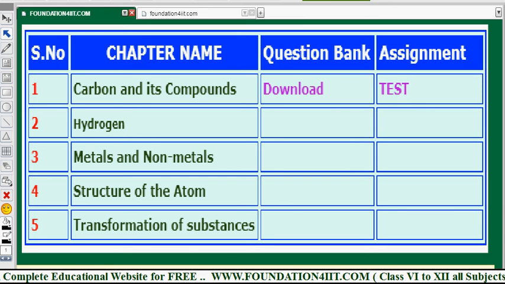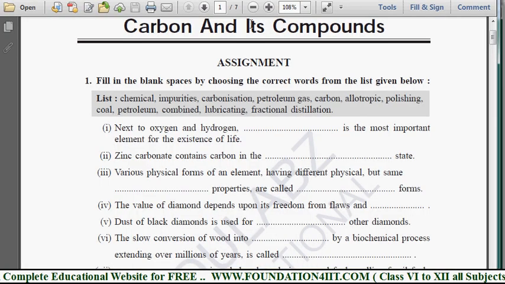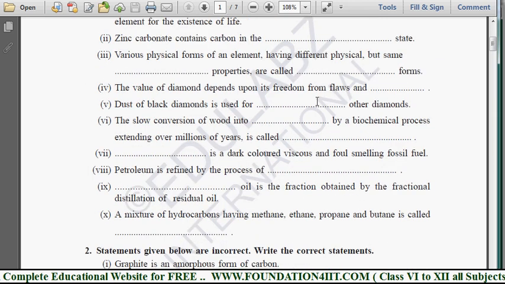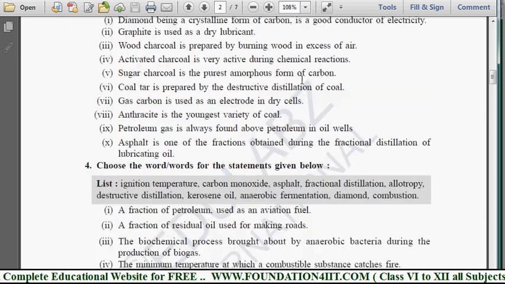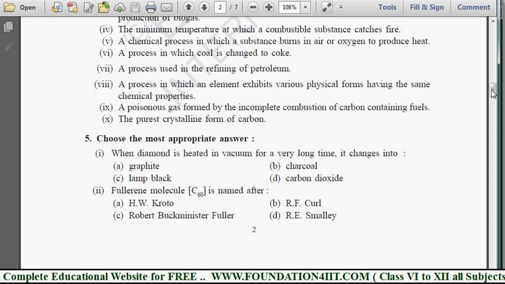Assignment test papers also we are providing. If you see, this is 7 pages. It's chapter wise. Chapter wise, you can conduct the test instead of the whole. And if you give this worksheet, you can see, again, true or false questions.